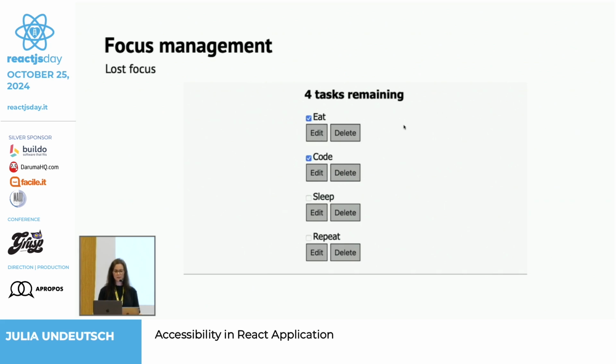And this is the first time the focus gets lost, because when the component appears where you can edit the task, the focus is nowhere to be seen. So the keyboard user would not know, where am I? Hitting the tab key, then it appears, but when you close it, then the focus is lost again. And in the end, the same happens when the user deletes the element, that the focus gets lost.